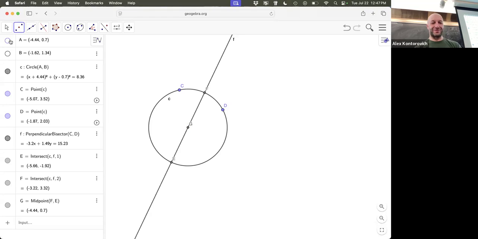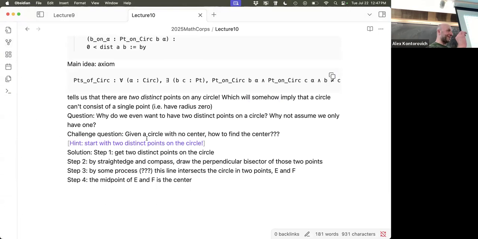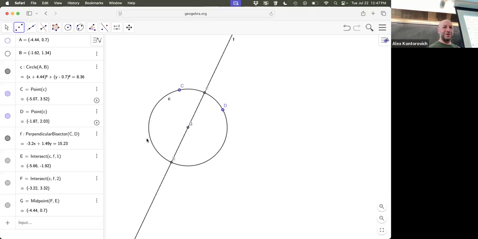Everybody see that? So step 4, we find two points, what are we calling these points? E and F. Step 4, the midpoint of E and F is the center. Okay, I'll let you fill in the rest of that, but does that make sense? You guys see how you would do it?